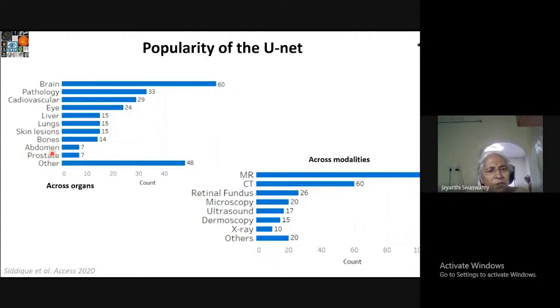This is a paper that came out in 2020 looking at how many papers are published in a particular year. So this is 60 on brain alone. And eye is another popular one, and pathology is another one. So these are in the half, but still a decent number. Now, if you look in terms of modalities that I talked about, the UNet is popular across modalities also. So not only organs, but modalities also. You can see MR, of course, is maximum because brain means naturally MR, and CT, that is the next one.